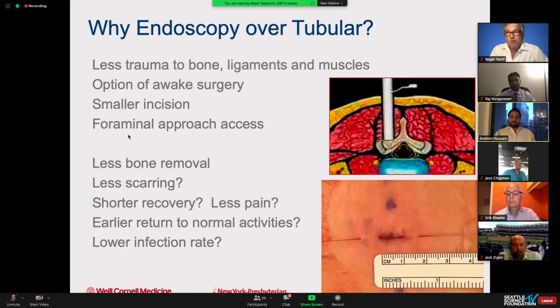And ultimately, I think it's going to require long-term and larger studies, really head-to-head studies, that will demonstrate whether or not there really is shorter recovery, less pain, less dependence on narcotics, earlier return to activities, lower infection rates. These are things that I think are going to parse out over time with larger studies, but it's something that anecdotally I can tell you that we've already seen.